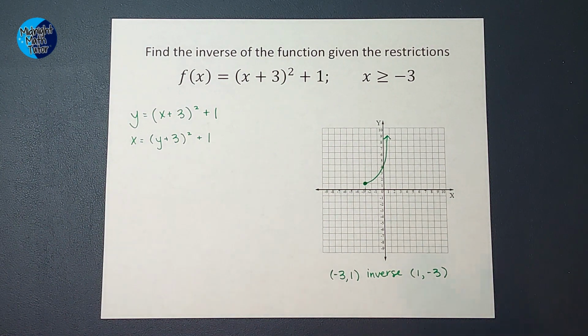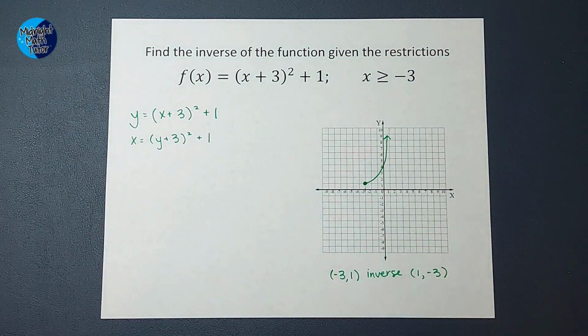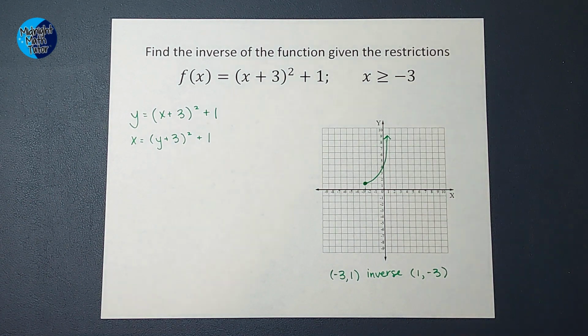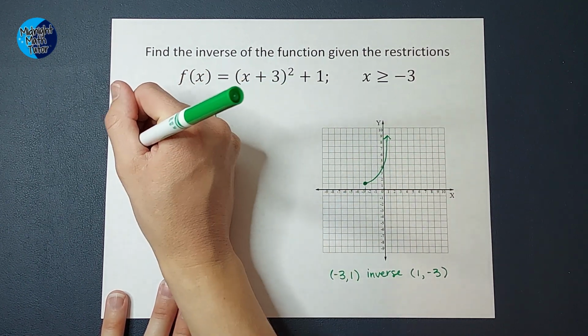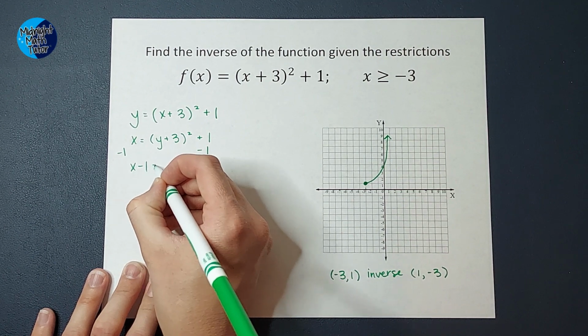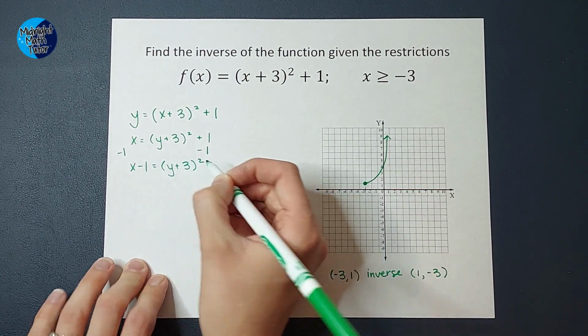So we could literally find every point on this graph or a bunch of them and switch the x and y. But a much quicker way to do that is to just take our equation and swap the x and y, and then we're gonna solve for y. So to solve for y, first I'm going to subtract 1 from both sides. So I have x minus 1 equals (y plus 3) squared.